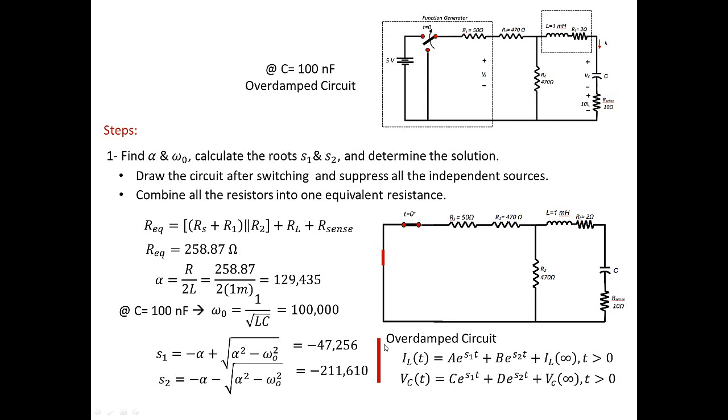For the solution of IL of t or VC of t, we need to find IL at infinity and VC at infinity, and we need to apply 2 initial conditions to find A and B or C and D. So here we need to find IL at 0 and IL prime at 0, and we need to find VC at 0 and VC prime at 0 to solve for C and D in the second case. So let me show you how to do that.